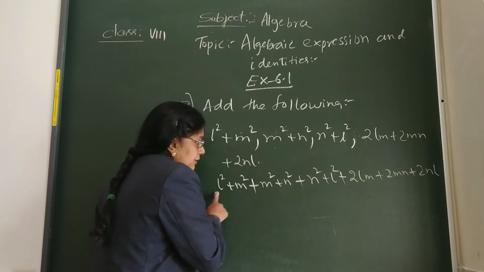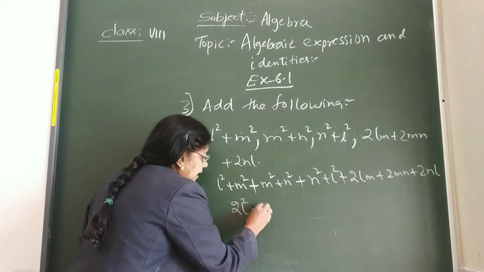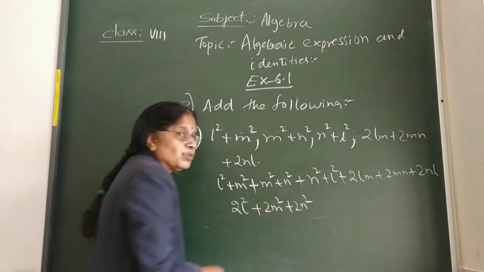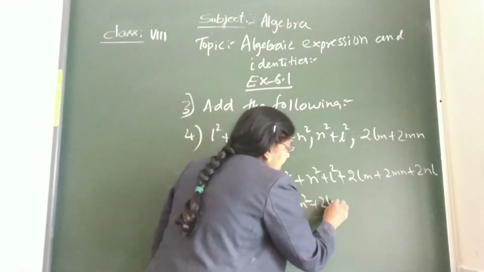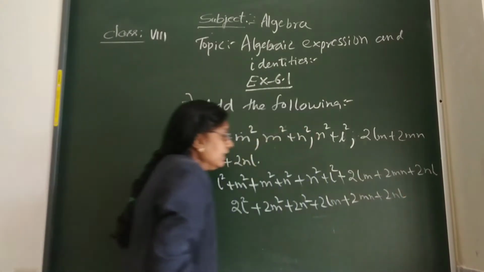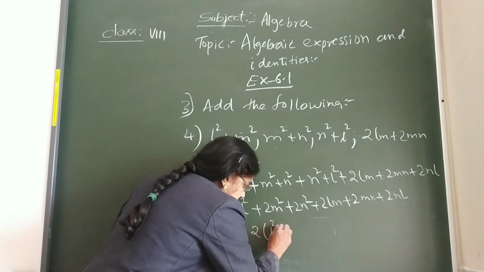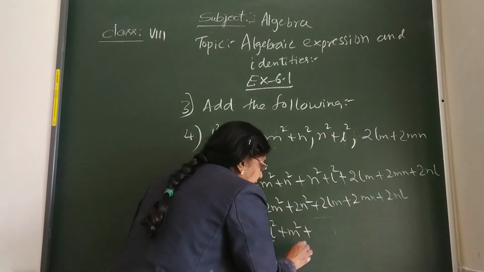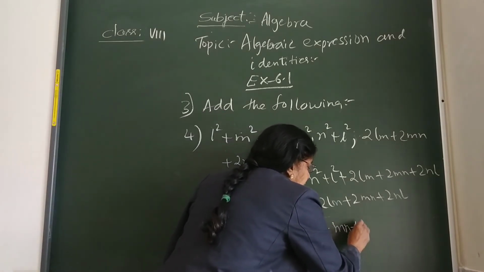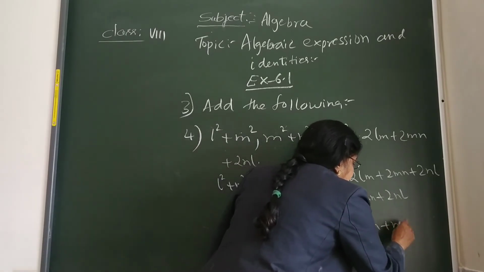Now look here, L square, how many times did it come? 2. So L square plus L square is 2L square. M square plus M square is 2M square. N square plus N square is 2N square. Plus 2Lm plus 2Mn plus 2Nl. In all you can see 2 is common. So I can take out 2 common. So I get L square plus M square plus N square plus Lm plus Mn plus Nl.